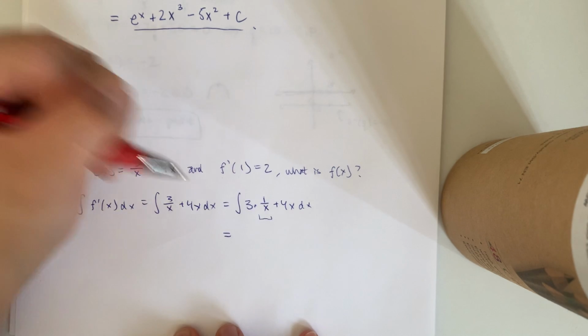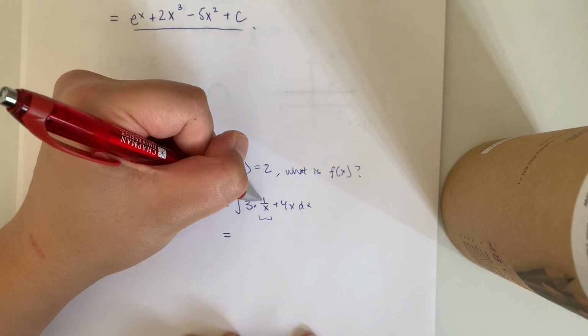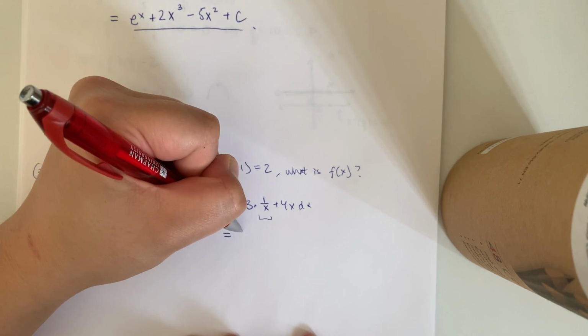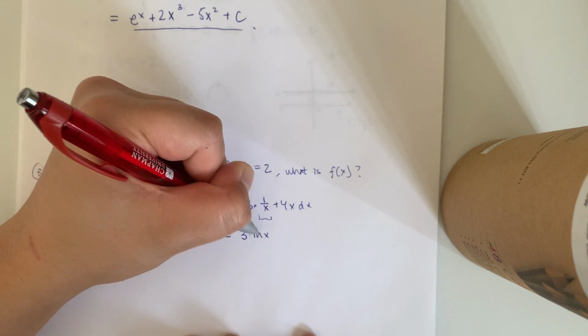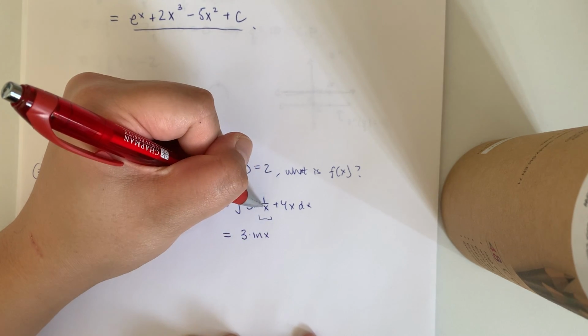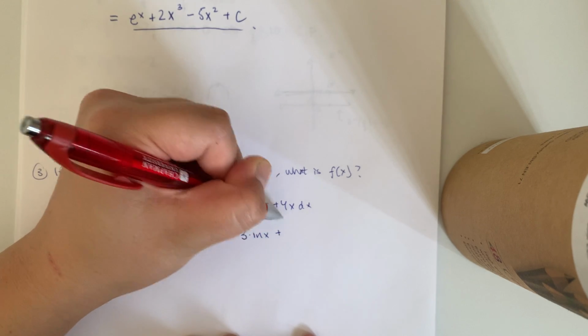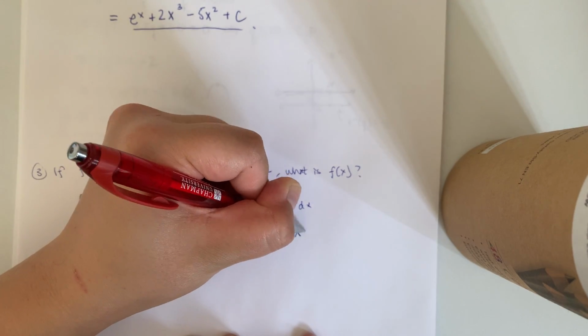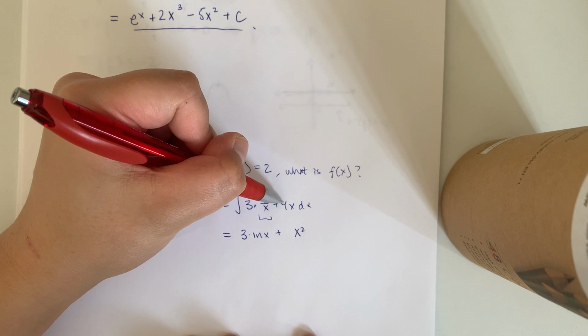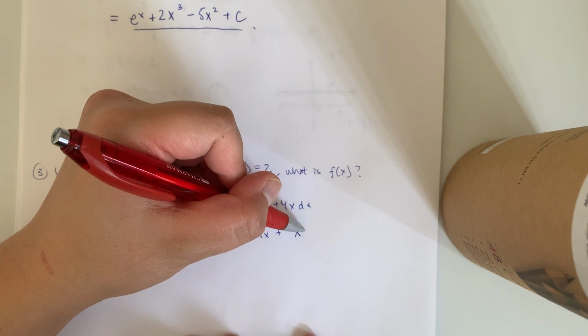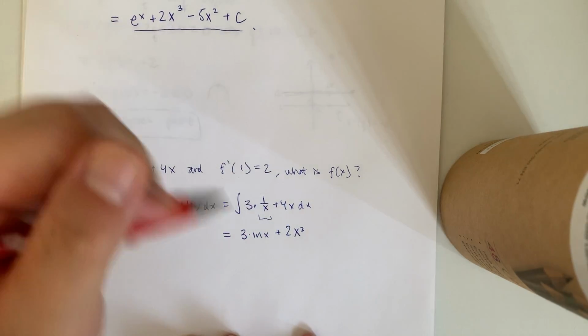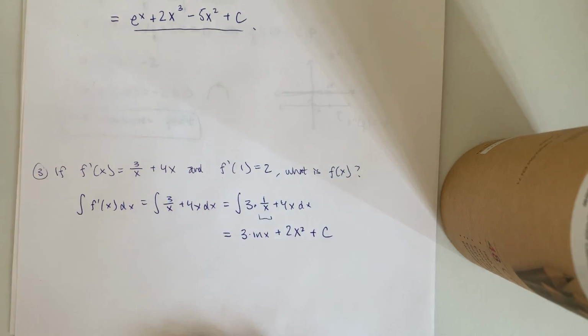So when you go to integrate, integrating 3 times this will be 3 times ln of x, because the derivative of ln of x is just 1 over x. And integrating 4x, bump up the power by 1, take the old coefficient 4, divide by the new power 2, 2x squared, plus some unknown constant.